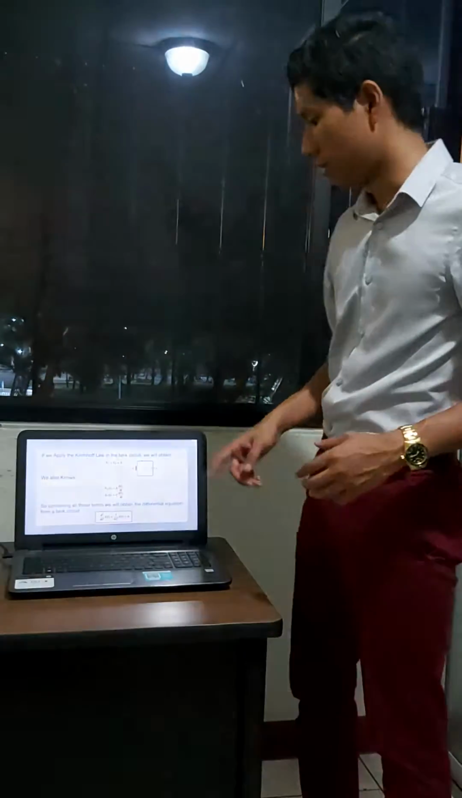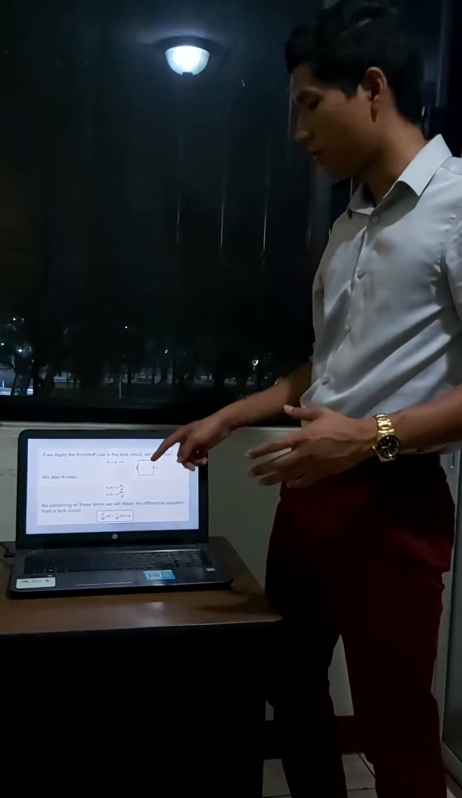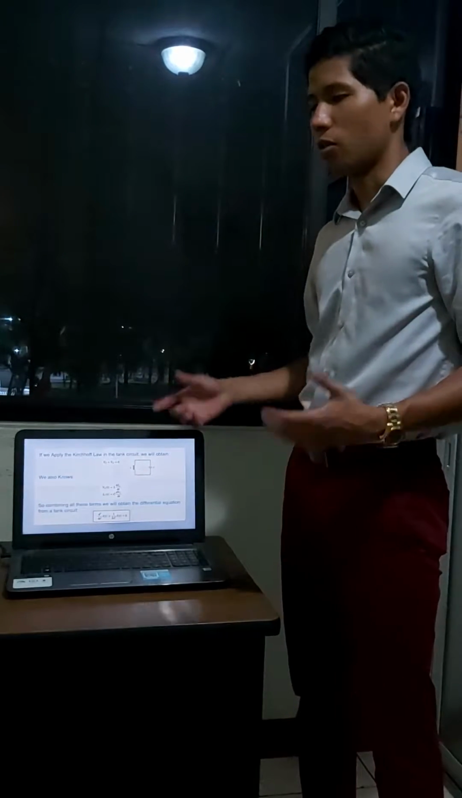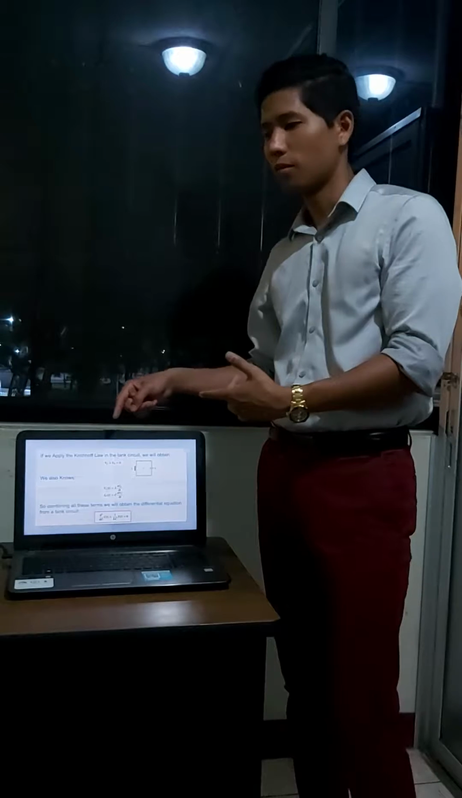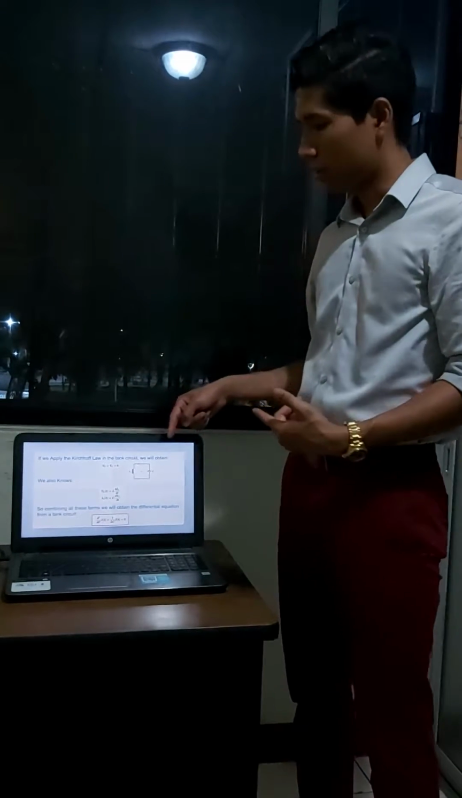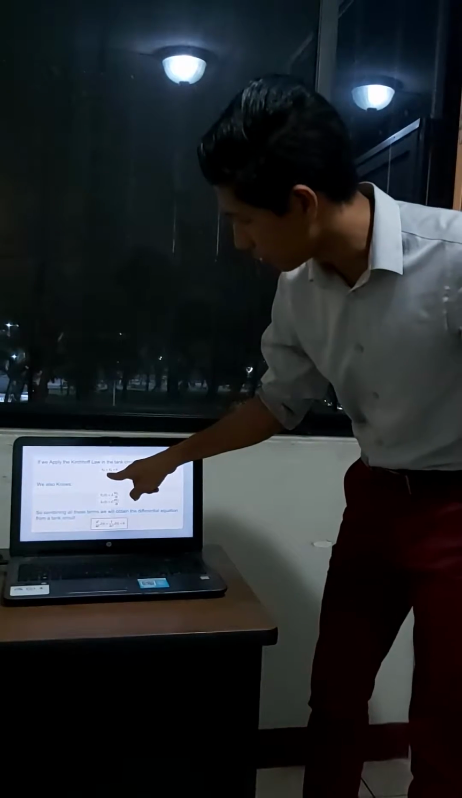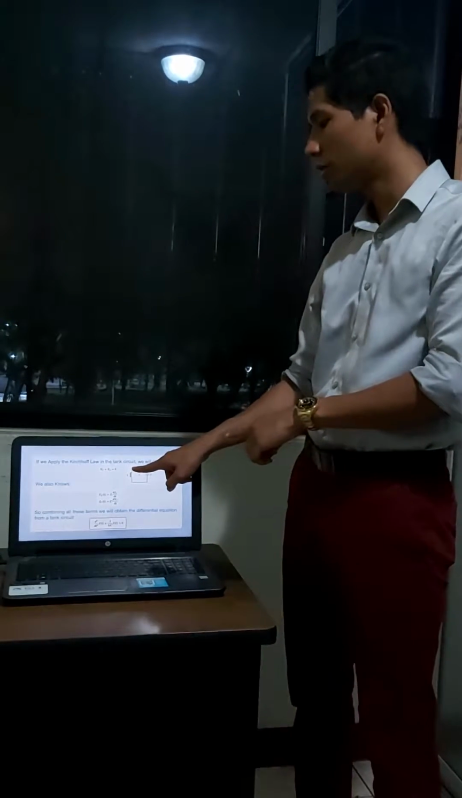We're going to get the different equations from our tank circuit. As we can see here, we have the inductor and the capacitor in parallel. As we know, we can apply Kirchhoff's law here. So we have this equation: V sub C minus V sub L equals 0.